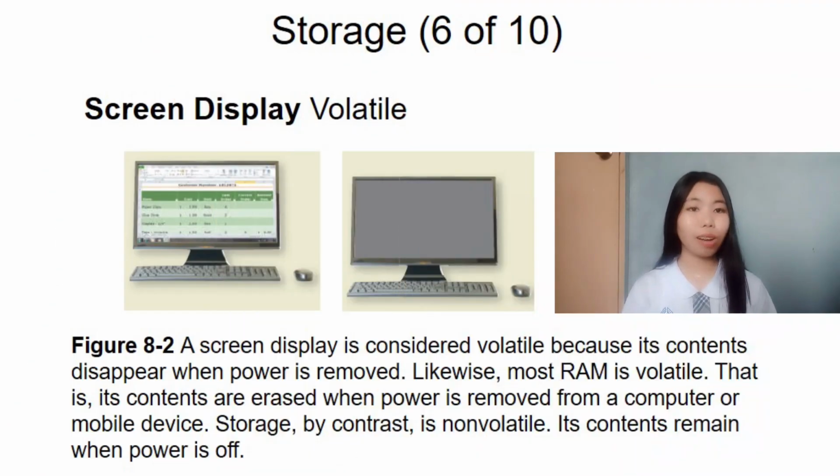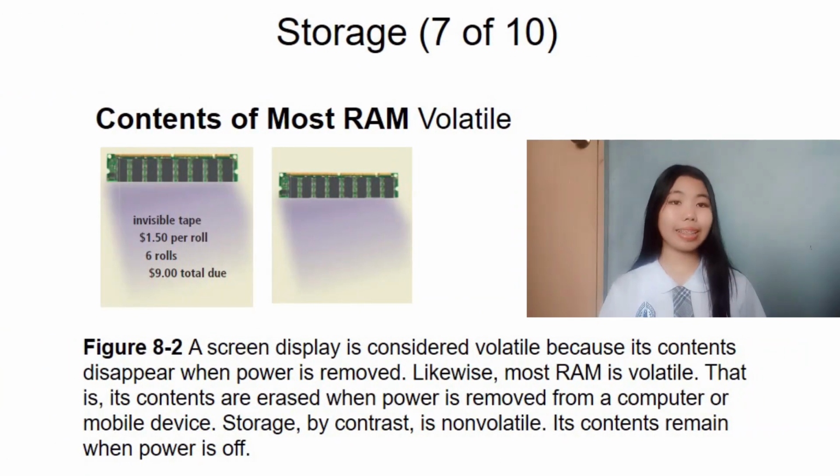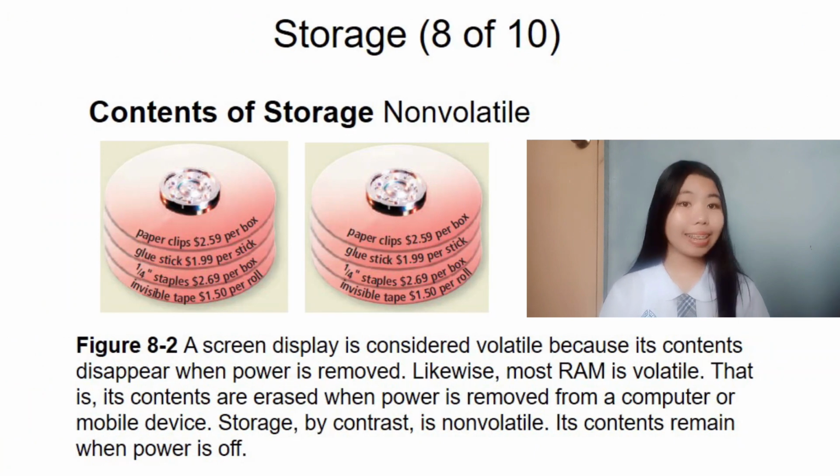So, ayan, we can see here the screen display. With this illustration, mas maiintindihan natin ito. So, as we can see, as we observe naman siguro, pag gumagamit tayo ng desktop or laptop and in-off natin yung power niya, nawawala yung content niya. Its display is being wiped off. And that's because it is volatile. For this slide naman, contents of RAM ang illustration na nakikita natin. And again, it is volatile. And next is nakikita naman natin dito is yung contents ng storage which is non-volatile kagaya ng sinabi ko kanina.